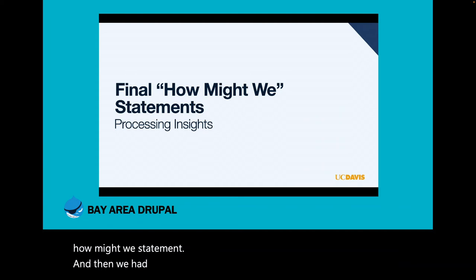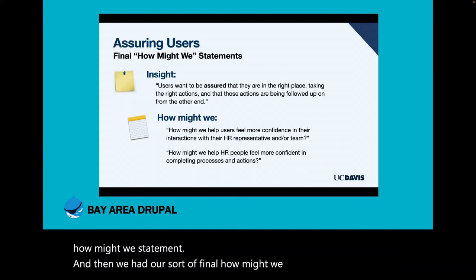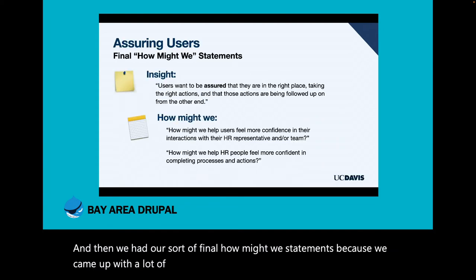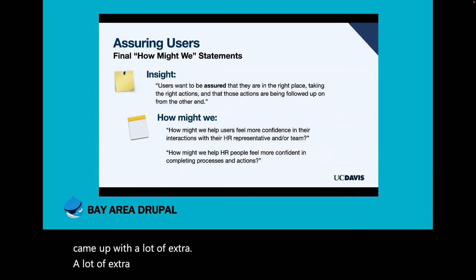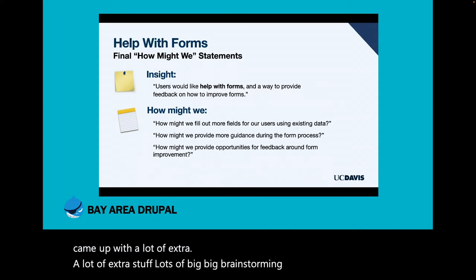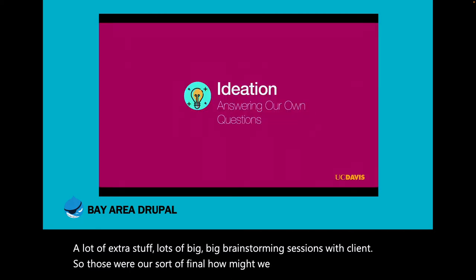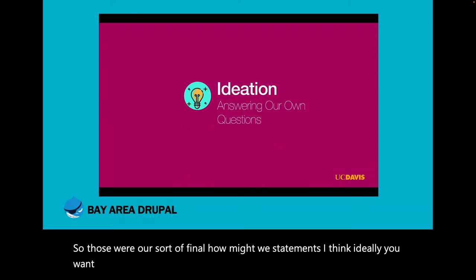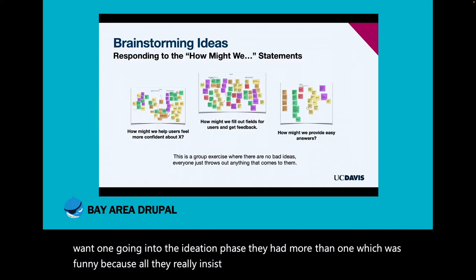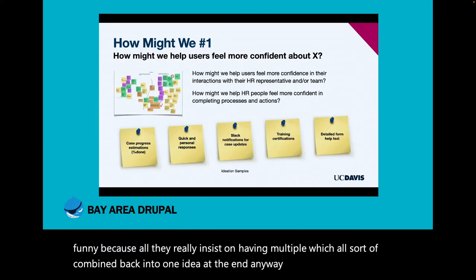And then we had our final how might we statements, because we came up with a lot of extra stuff, lots of big brainstorming sessions with the client. So those were our final how might we statements. Ideally you want one going into the ideation phase. They had more than one, which was funny because they really insisted on having multiple, which all combined back into one idea at the end anyway, so it all worked out in the end.